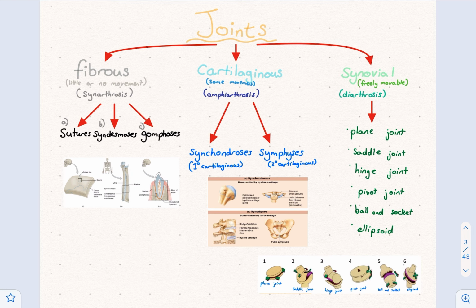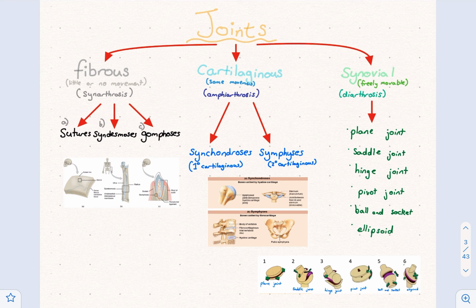The next is cartilaginous. All of these 3 categories just describe how much movement the joint can do. Fibrous basically don't move, cartilaginous move a bit more, synovial, they move quite a bit. Cartilaginous, so for example the pubic symphysis there, a little bit of movement, but not a crazy amount of movement. Okay, then you've got synovial.